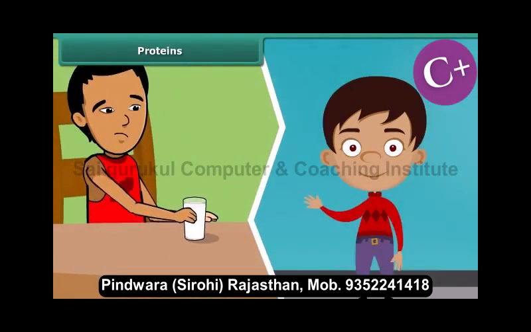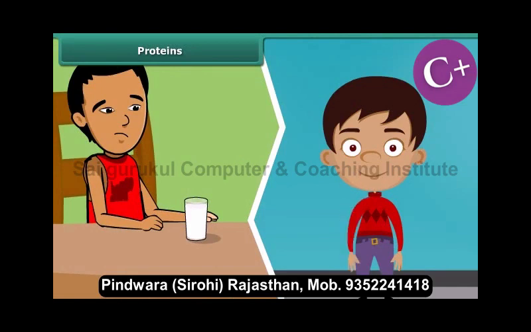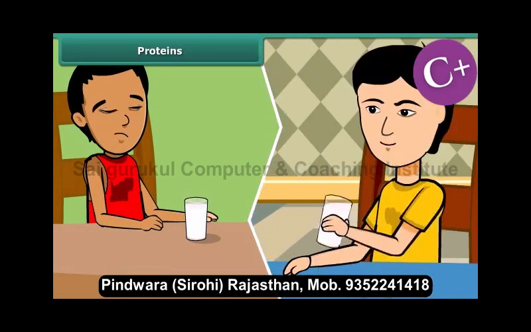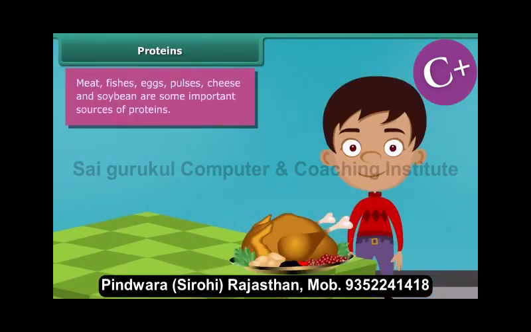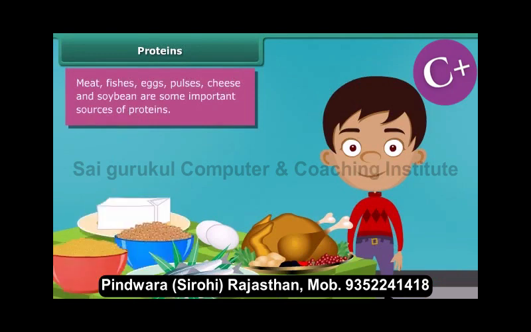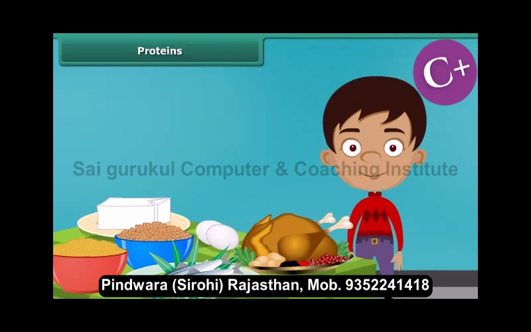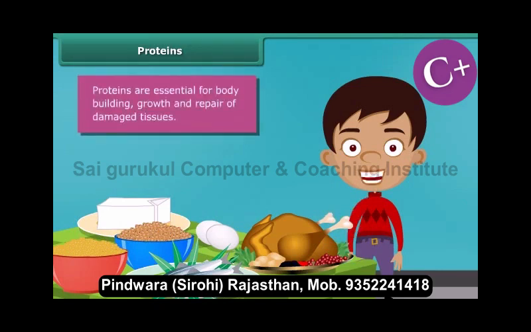You might have noticed that some children who do not drink milk become weak and are underdeveloped because milk contains required proteins for our growth. Meat, fishes, eggs, pulses, cheese and soybean are some other important sources of proteins in our diet. The major role of proteins is building and repairing of damaged tissues. Along with carbohydrates, they are also a source of energy.